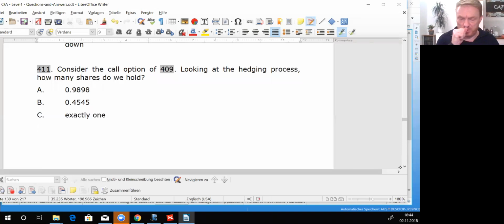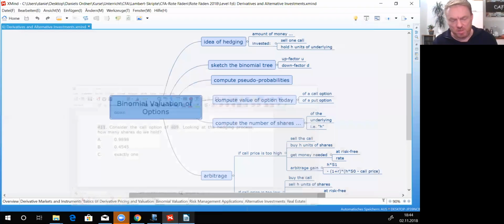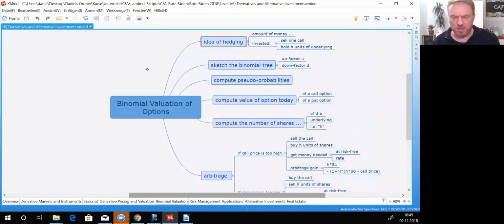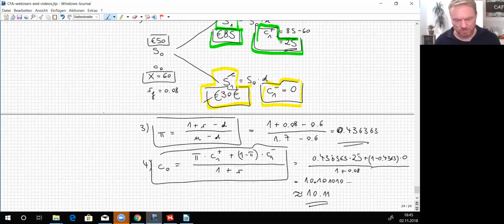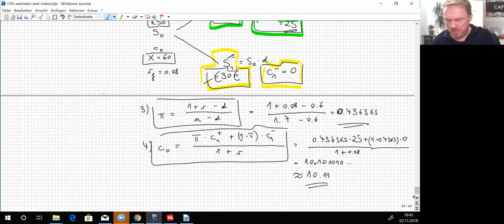Looking at the hedging process, how many shares do we hold? That was the number of shares of step 1, the idea of hedging. Here, the amount of money invested, we want to sell 1 call and we want to hold H units of the underlying. So let's see what we get. And the right formula is this.